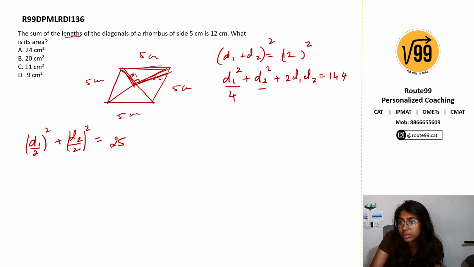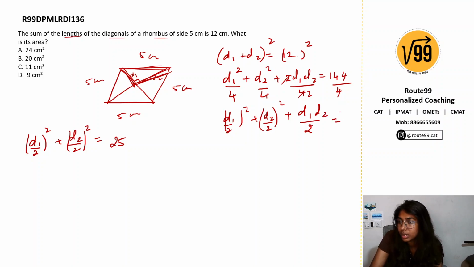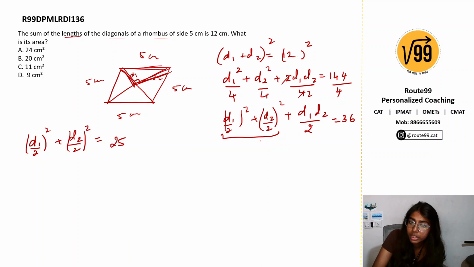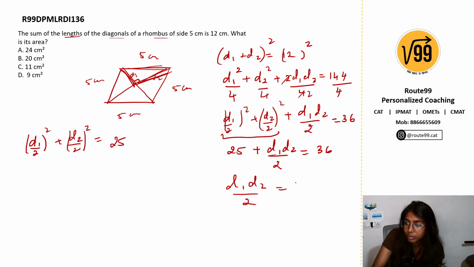इस पूरी चीज को 4 से डिवाइड कर दो. So this becomes d1 by 2 whole square plus d2 by 2 whole square plus this is half d1 d2, by 2 is equals to, this becomes 3s are and 6 are 36, right? d1 by 2 whole square d2 by 2 whole square is 25 plus d1 d2 by 2 is equals to 36. So d1 d2 by 2 की वैल्यू आपको मिल गई 36 minus 25 which gives you 11.